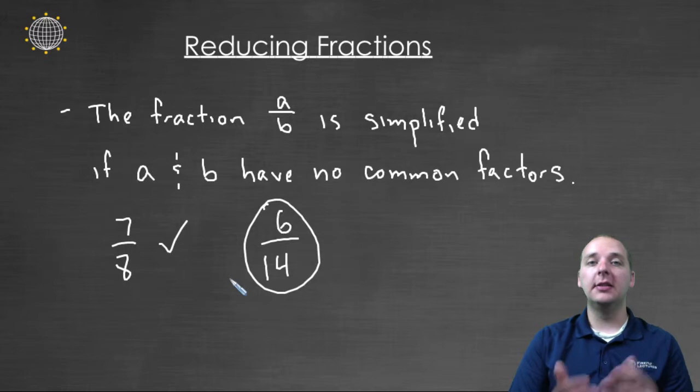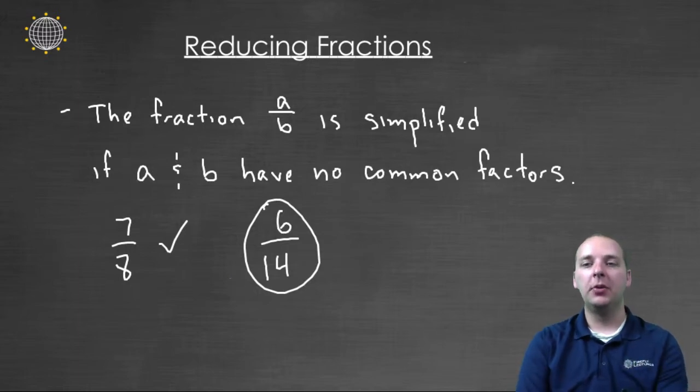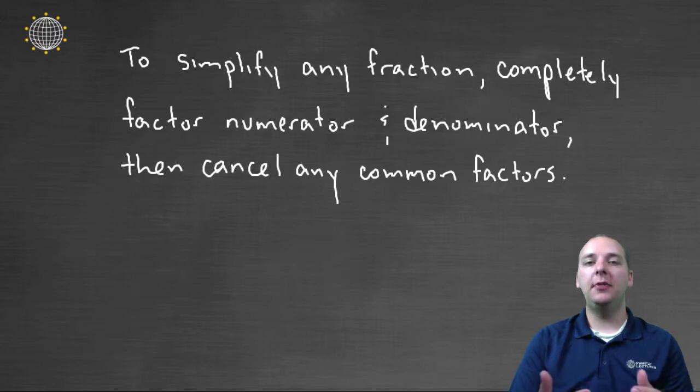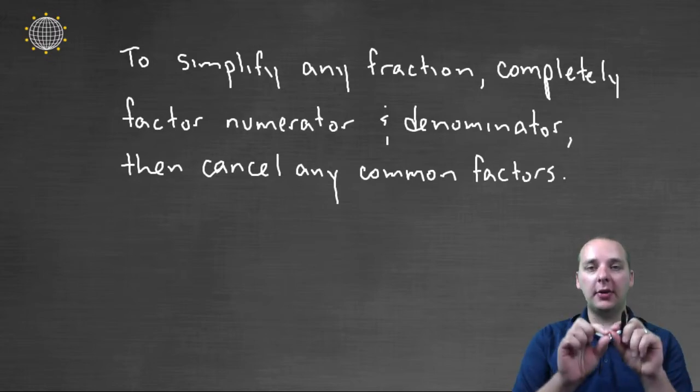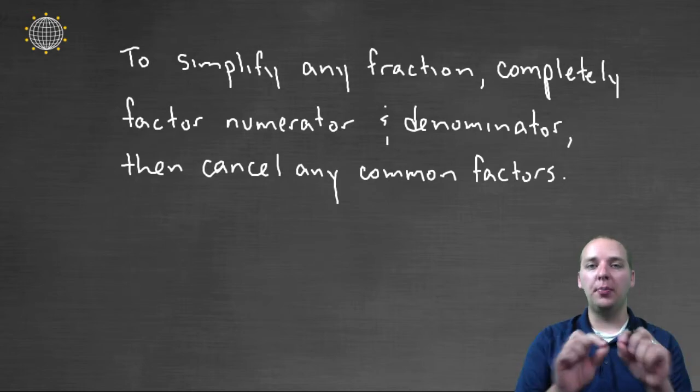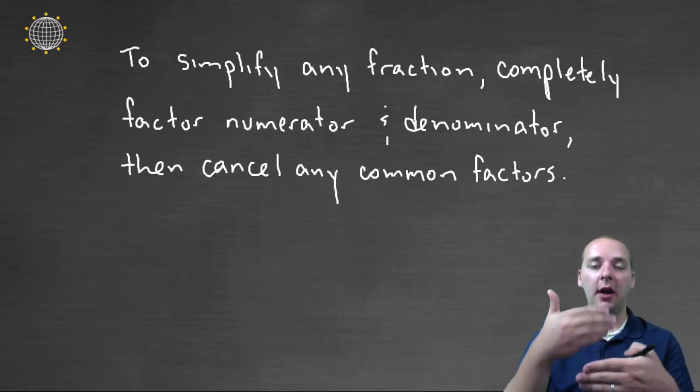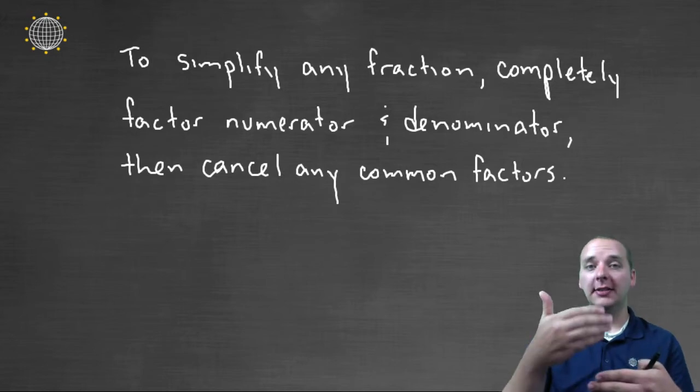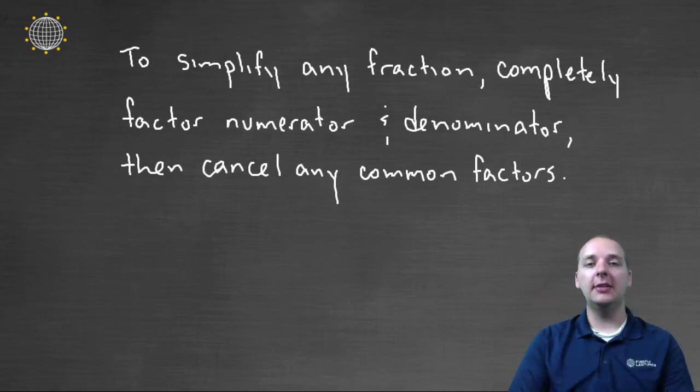So if you have a fraction that's not simplified, how do you simplify it? Well, let's take a look at that. To simplify any fraction, what you do is you completely factor the numerator and the denominator into its prime factorization. That means factor it completely out until all you see are prime factors. And then if you have any common factors, any factors that are the same in the numerator and denominator, you can actually cancel them. And here's why this works. If you have, let's say, a 4 in the numerator and a 4 in the denominator, then 4 over 4 is actually 1. And anything times 1 is itself, and so it's not affecting the ratio.